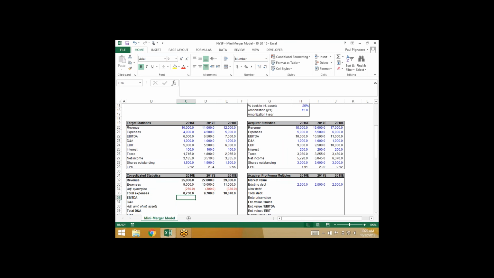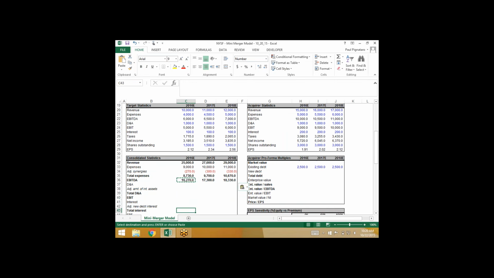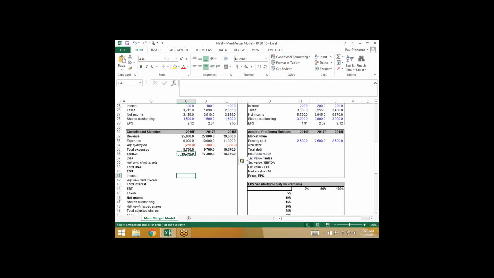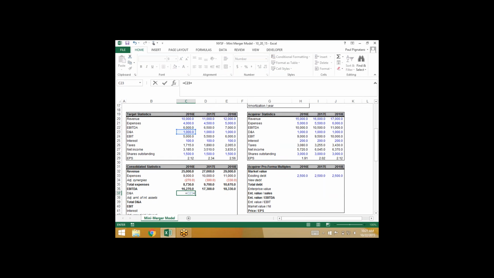Yeah. Where did you see that? These are the synergies. 1% of EBIT. Okay, so EBITDA is revenue less expenses, the new expenses. And so D&A will also add acquirer plus target D&A. Simple assumption in the full-blown model, we can get into more detail. We'll add acquirer D&A plus target D&A.